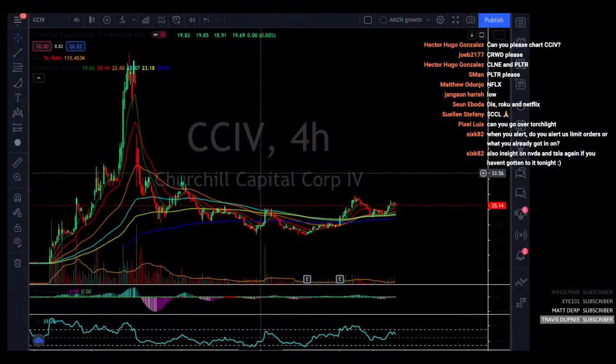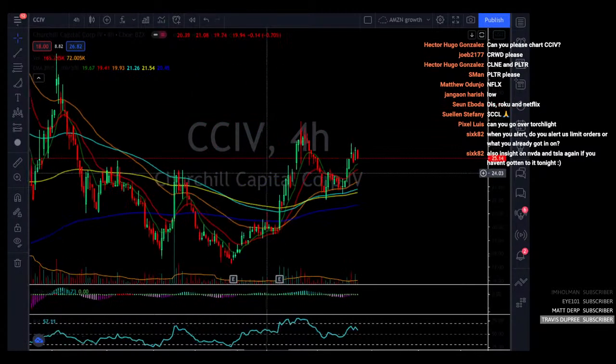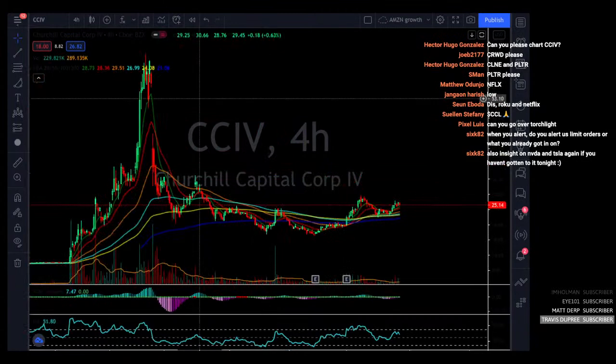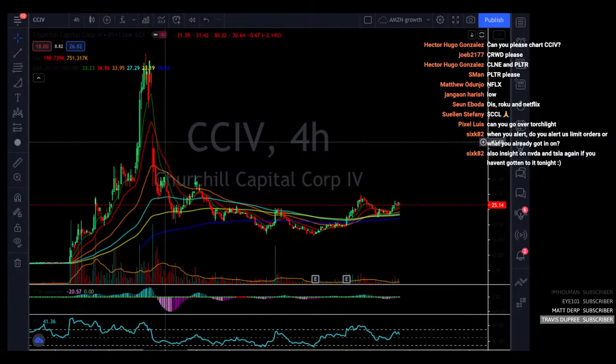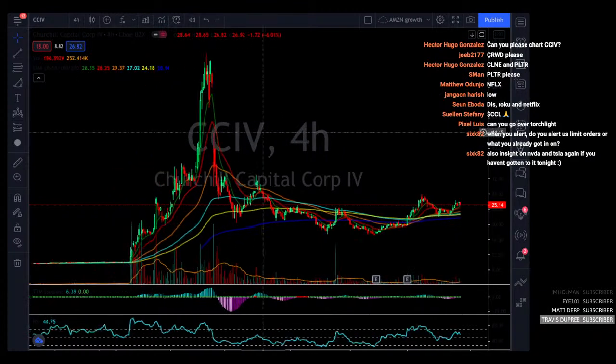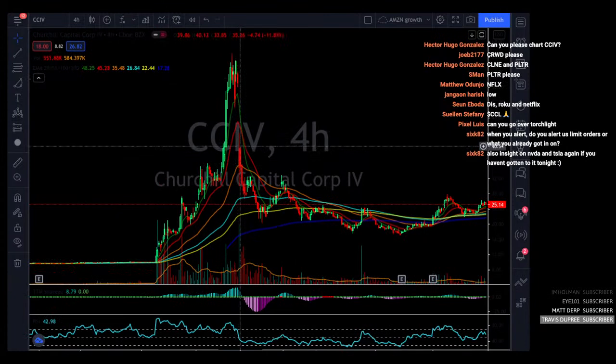So I did see that CCIV did get the news of Lucid Motors. That basically means that CCIV can either perform a sell the news, which is what happened over here around February 22nd, where CCIV was officially merged with Lucid, and it crashed from $58 all the way to $40. And this is where it performed like the sell the news.